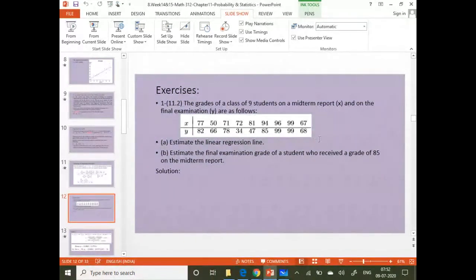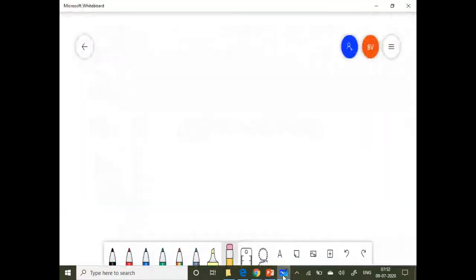So we will find these two on a separate sheet. Let me write down the data here. X column and y column. X column is 77, 50, 71, 72, 81. There are 9 numbers.